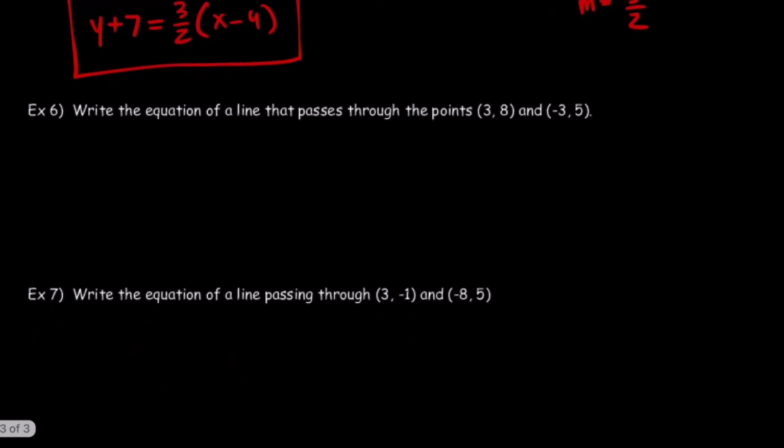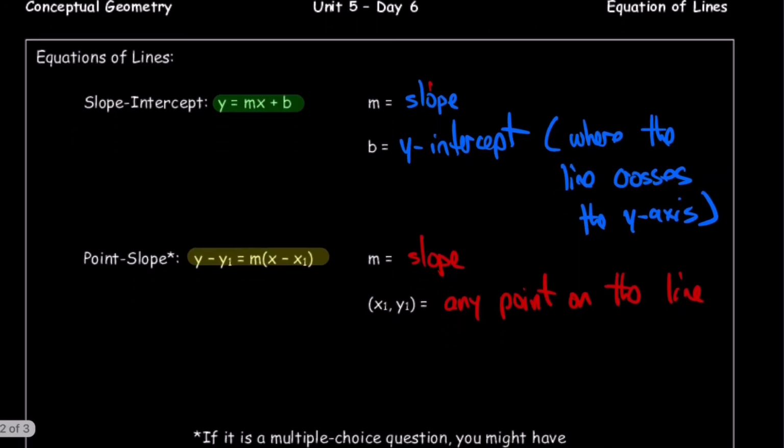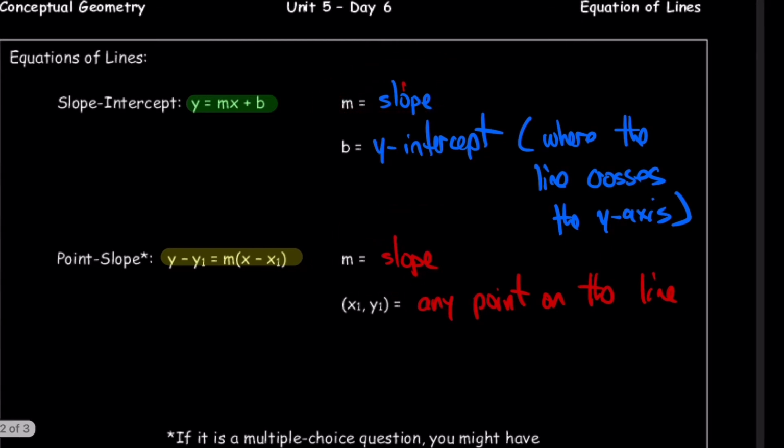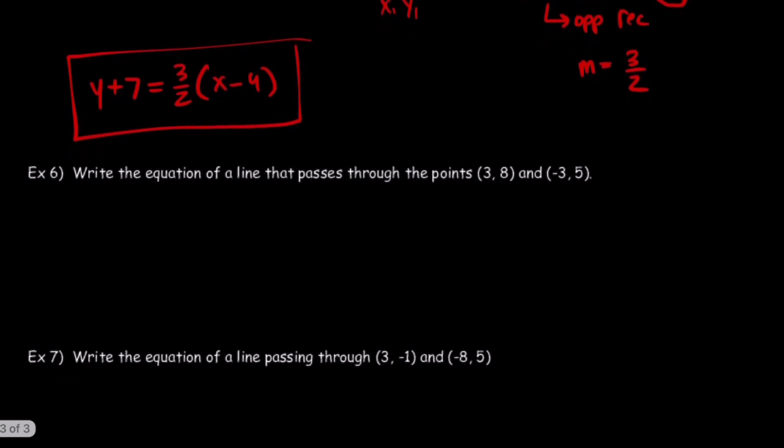Example 6, write the equation of a line that passes through the points (3, 8) and (-3, 5). Something's missing here, right? If we go back to the front, notice what both of these equations have. They both have slope. So what I need to do here, it's a little bit of work, I need to find the slope. Well, we've got a slope formula. It's not that bad. Slope formula is y minus y, so we'll take 8 minus 5 over x minus x, 3 minus negative 3.